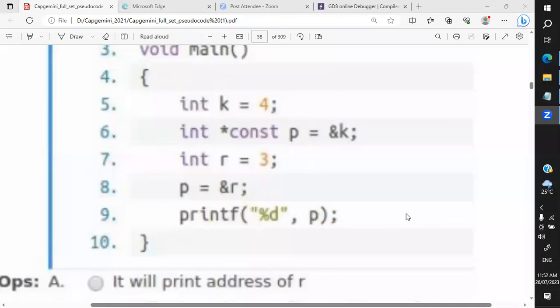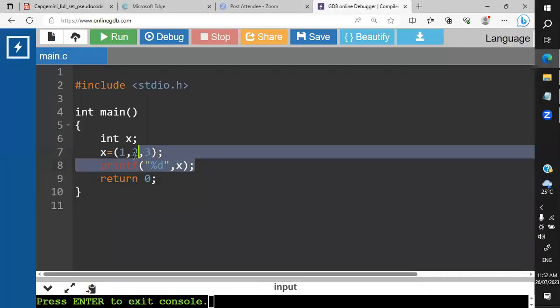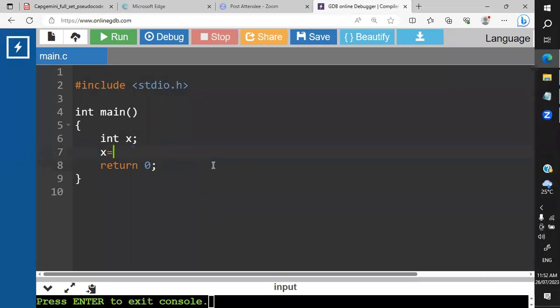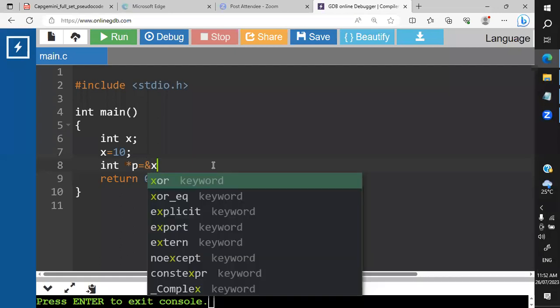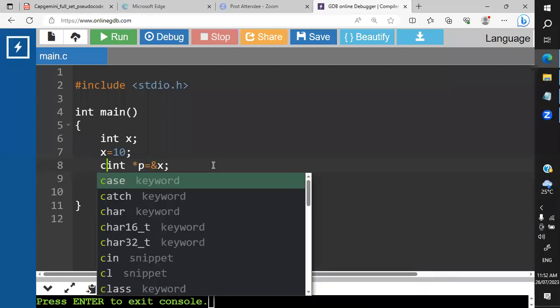Will it give an assignment error or some other error? It will give the error that a constant value cannot be modified. If you want to see that error message, maybe I'll try to show you here. Let me consider one small thing. x is equal to 10, I'll write. And then I'll write int star p is equal to address of x. Let me make it constant.